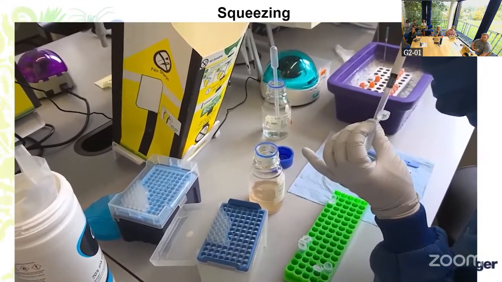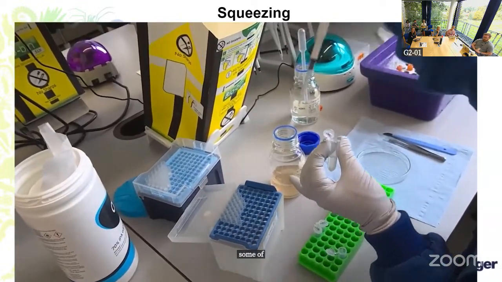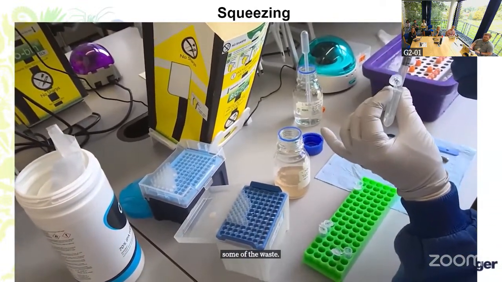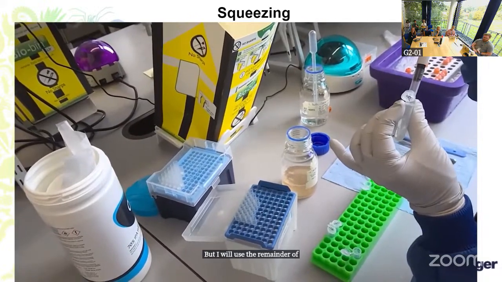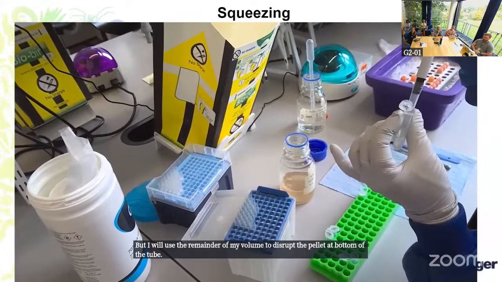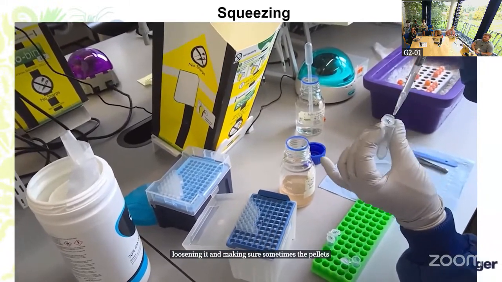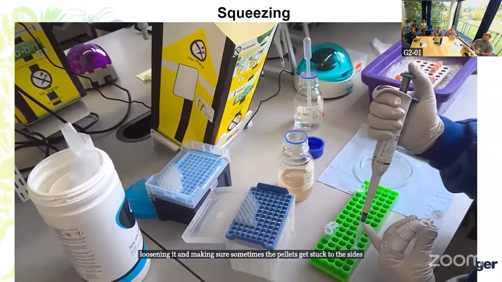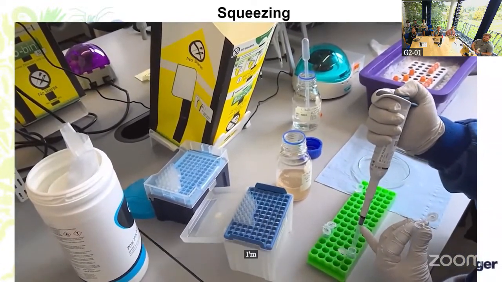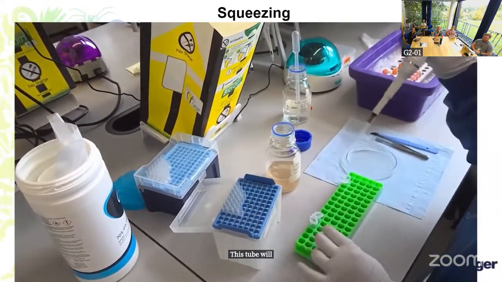And then similarly for the second tube, I will take off some of the waste, but I will use the remainder of my volume to disrupt the pellet at the bottom of the tube, loosening it and making sure, because sometimes the pellets get sort of stuck to the sides. So I'm taking that off the tube and putting it back into the first tube. This tube will now be empty and I have no further use for it.